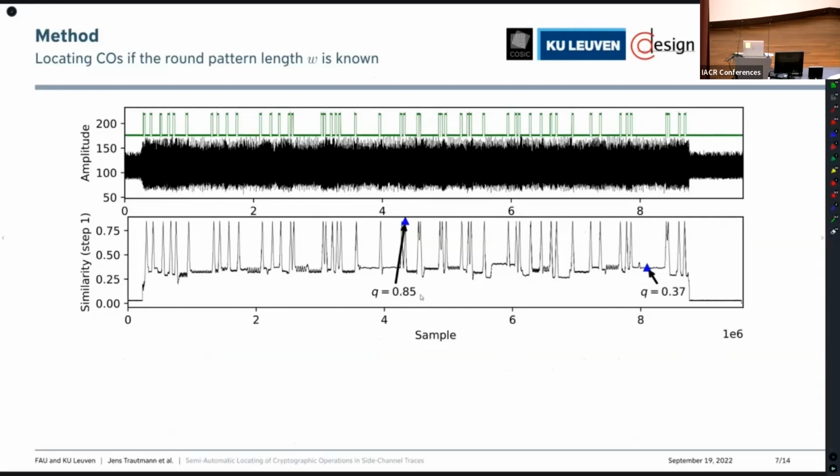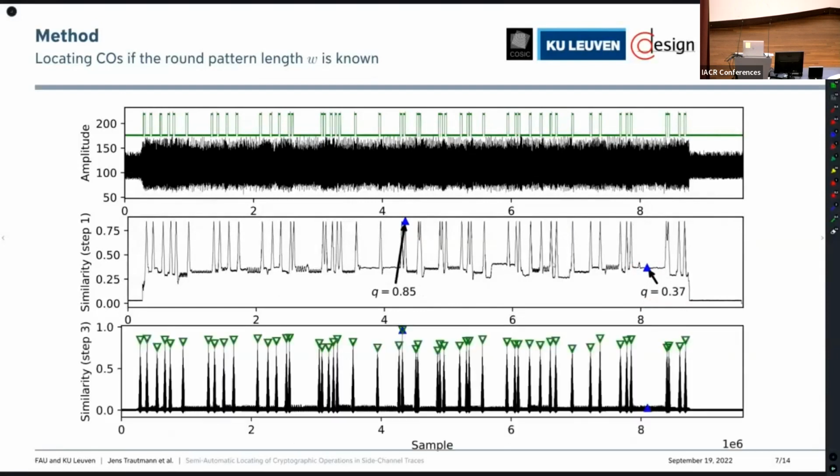And this highest point we will use for a new CO template that we will then correlate, or calculate the similarity with, over the entire trace. And here the bad starting point amounts to a quality of 0.37, which is really low and will not be considered as a CO template.